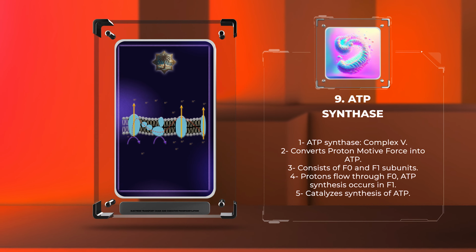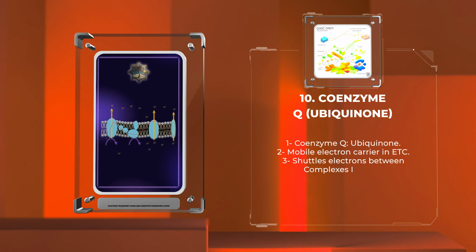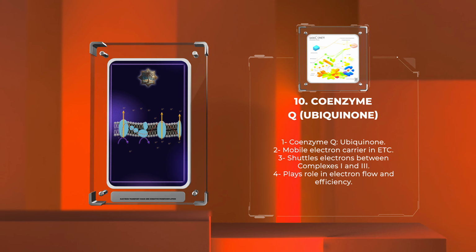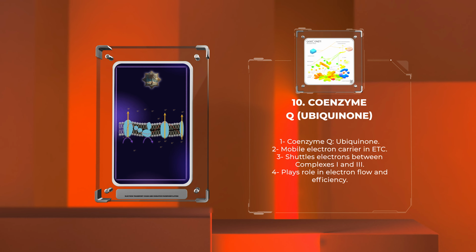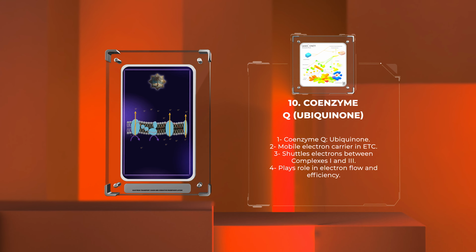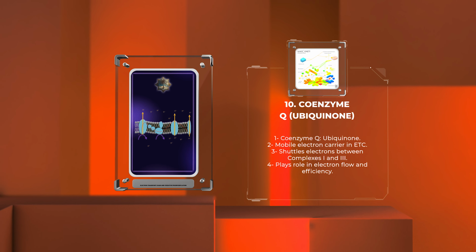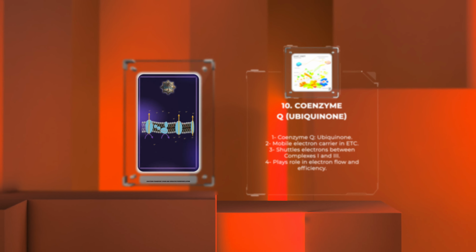Coenzyme Q, commonly referred to as ubiquinone, serves as a mobile electron carrier within the ETC. It shuttles electrons between complexes I and III, facilitating the transfer of electrons from NADH and succinate to cytochrome c. This lipid-soluble molecule plays a crucial role in the electron flow and overall efficiency of oxidative phosphorylation.